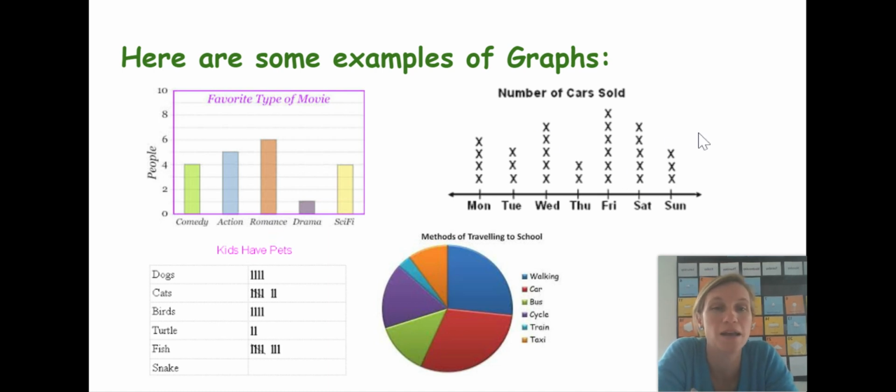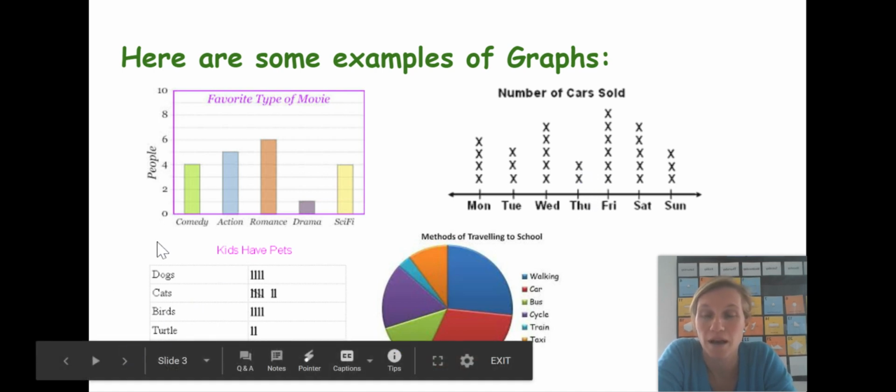In this line plot, we're seeing the number of cars sold throughout the course of the week. And it looks like the most popular or the most successful day for car sales is Friday. And really, there's not as many sales on Thursday. In this table, the kids have used tally marks to total what kinds of pets the kids have, cats being the most popular.